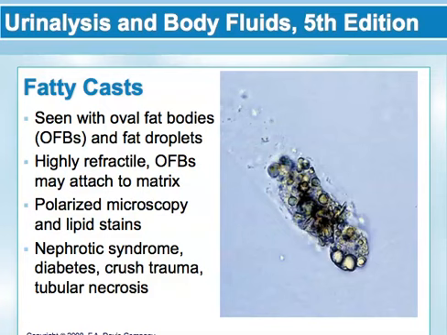Next are your fatty casts. These would be seen in disorders causing lipiduria. These casts will be seen in conjunction with oval fat bodies and free fat droplets, commonly associated with nephrotic syndrome, but can also be seen in toxic tubular necrosis, diabetes mellitus, and crush injuries.